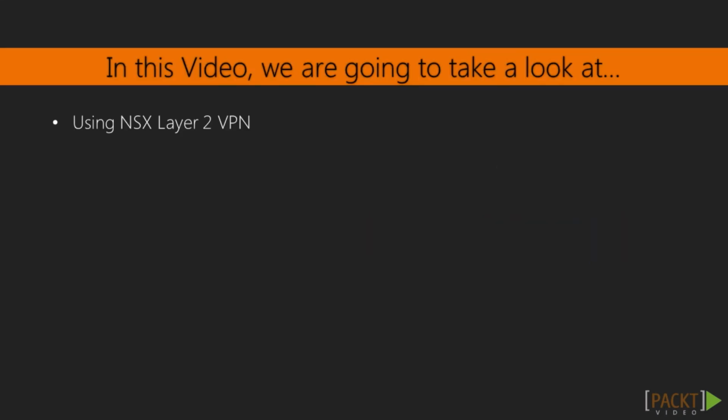In this video, we are going to take a closer look at the use of NSX Layer 2 VPNs. Layer 2 VPNs are usually being used when we are connecting two networks, for example, a private and a public cloud, or subsidiaries, where we move workloads from one network to the other without changing the underlying IP infrastructure. So we basically combine two Layer 2 segments on both sides.